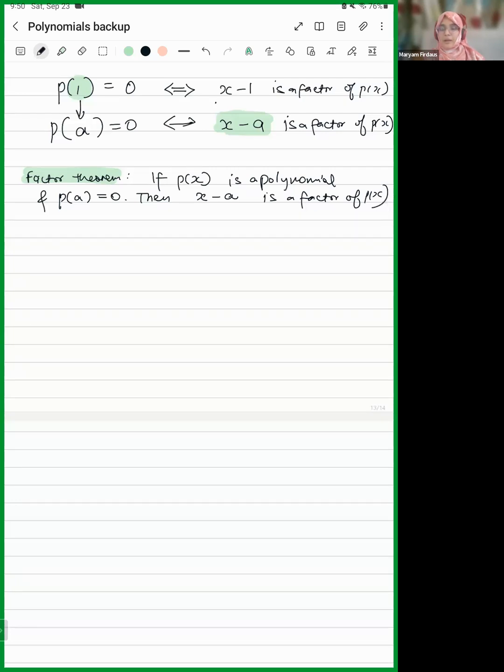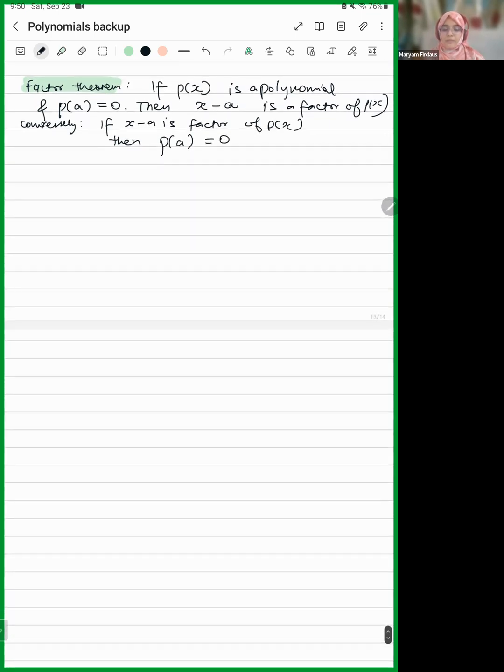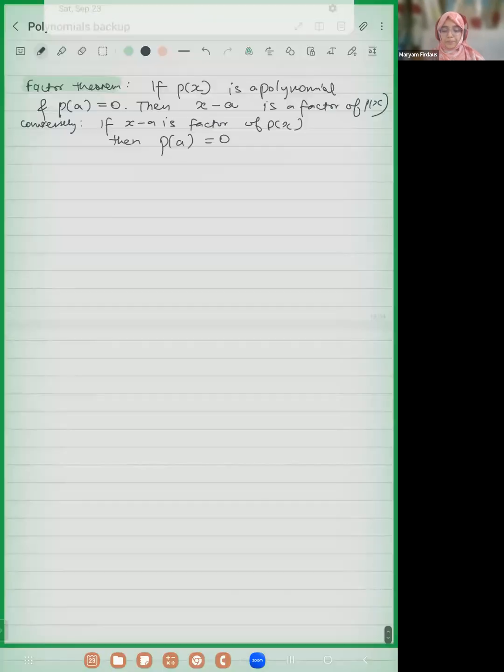Conversely, we can say, if x minus A is a factor of p of x, then this A will happen to be your root. Then p of A will be 0. That means A will be a root of the polynomial. Okay, so let's quickly see a few questions on this.